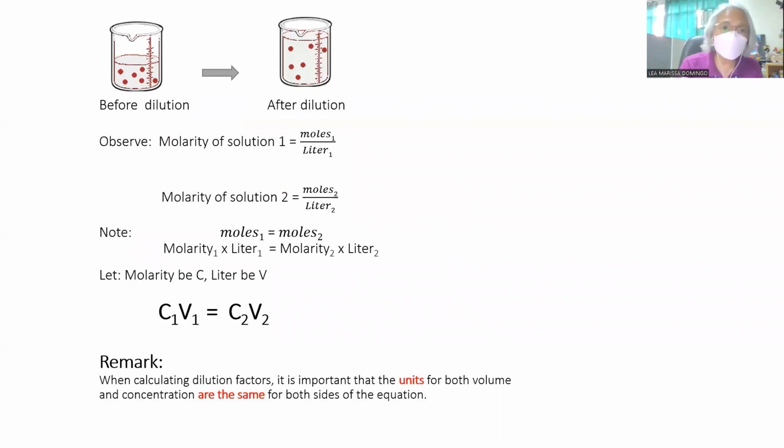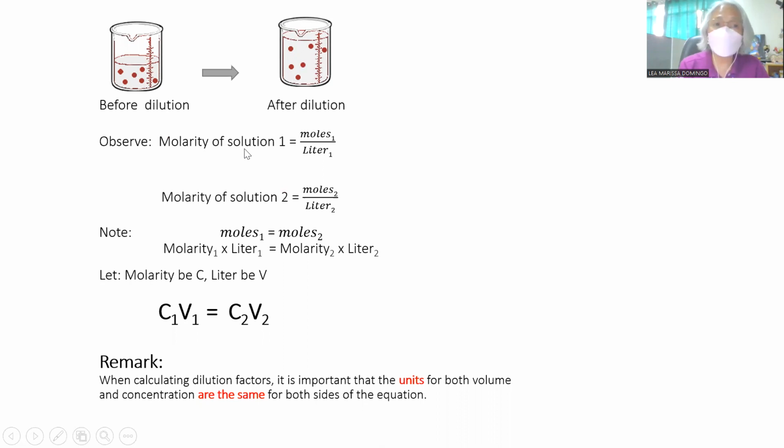I have here a diagram. Suppose this is the original solution. Let's say the dots are our solutes. Suppose we have 2, 4, 6 moles of solute. Then, after dilution, we add additional solvent. Let's say the amount of solution is doubled. But take note that we still have the same amount of solute, 2, 4, 6 still. This is before dilution and this is after dilution.